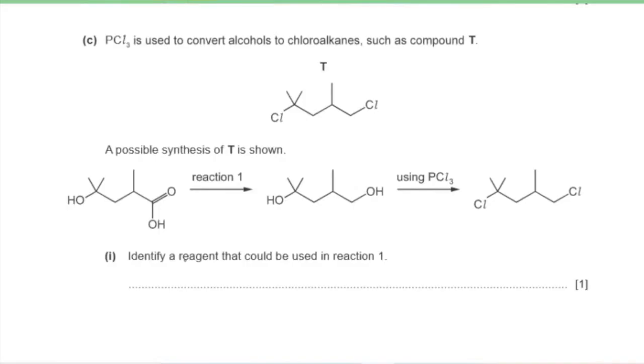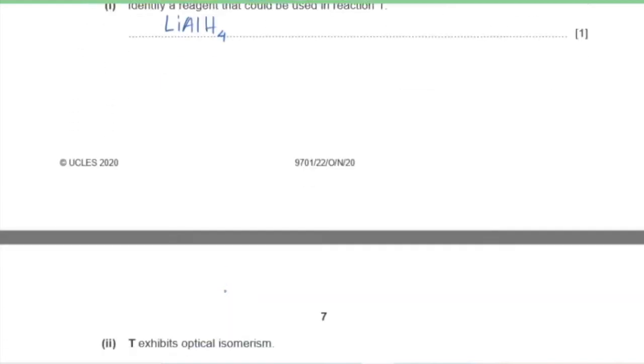Part C, PCl3 is used to convert alcohols to chloroalkanes, such as compound T. Part 1, identify a reagent that could be used in reaction 1. So reaction 1 is turning this acid group to primary alcohol, which needs a reducing agent. So I'll write LiAlH4, not NaBH4, because it can only reduce ketone groups back into secondary alcohols, not carboxylic acid group to primary alcohol group.